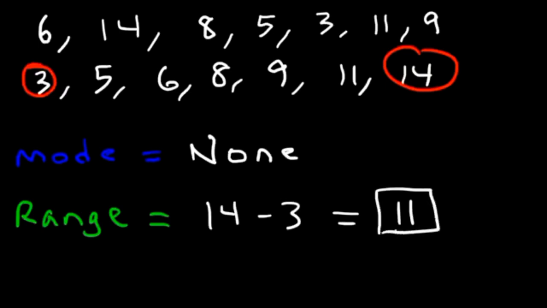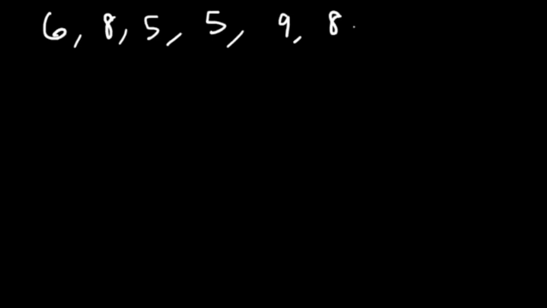So far we've considered 2 examples in which we had an odd number of numbers in a data set. In this case, there was only 7 numbers. But what if we have an even number of numbers? For example, let's say there are 8 numbers in a data set. Let's try this example. Let's say the numbers are 6, 8, 5, 5, 9, 8, 10, and 8. So go ahead, take a minute, calculate the mean, median, mode, and range.